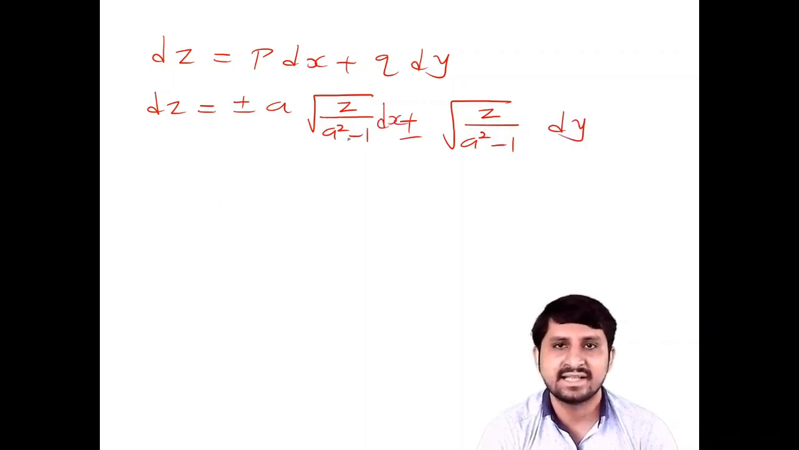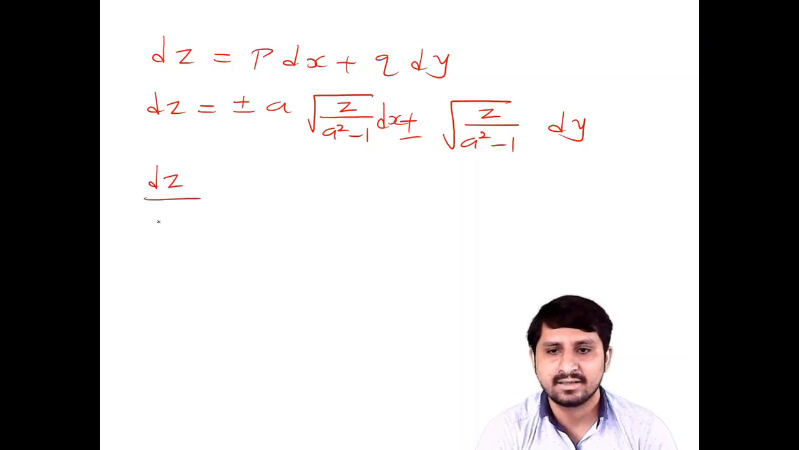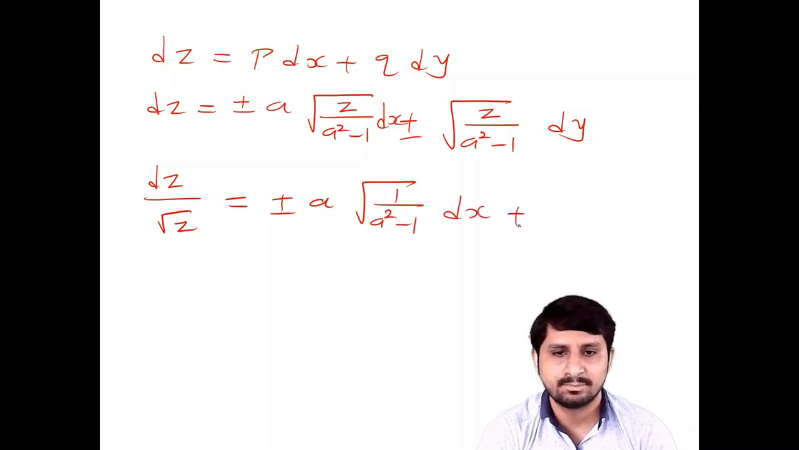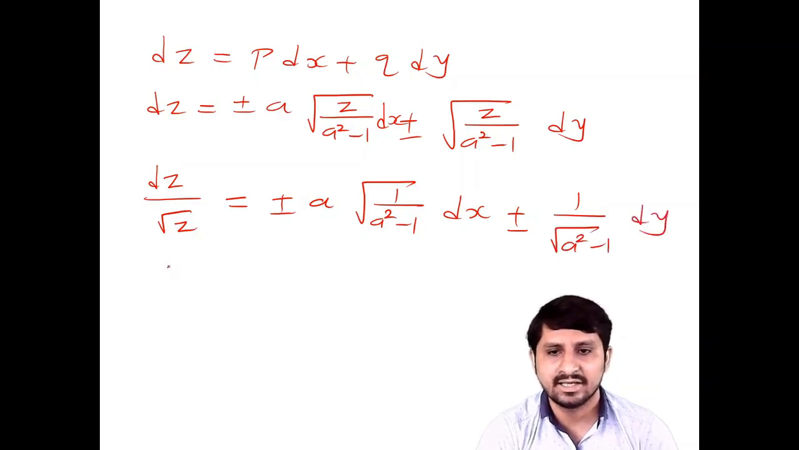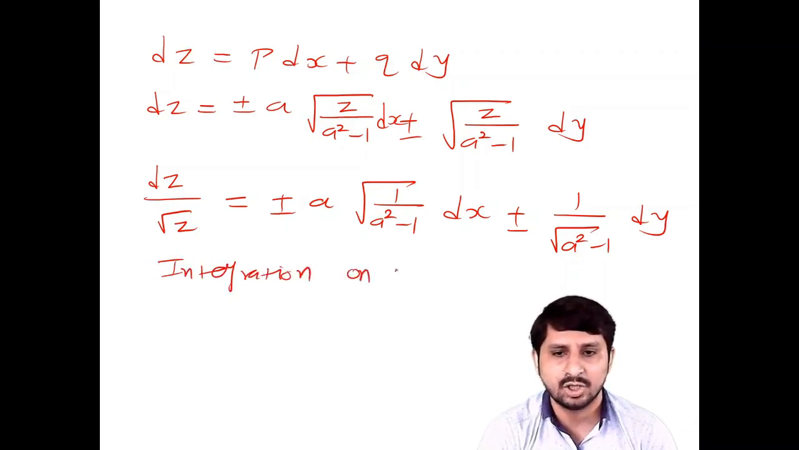Okay, now you can see that on the right hand side root z we can take as common, so dz upon root z, dz upon root z, that is equal to plus or minus square root of 1 upon a square minus 1 dx plus or minus 1 upon square root of a square minus 1 dy. Okay, and now we can do integration on both sides.